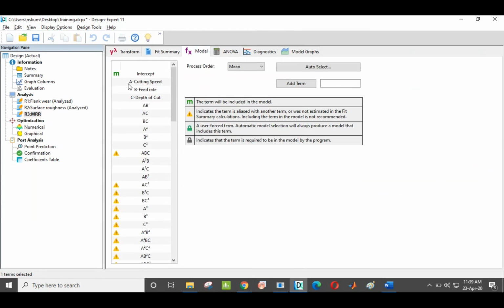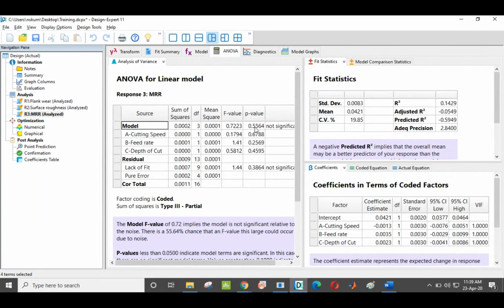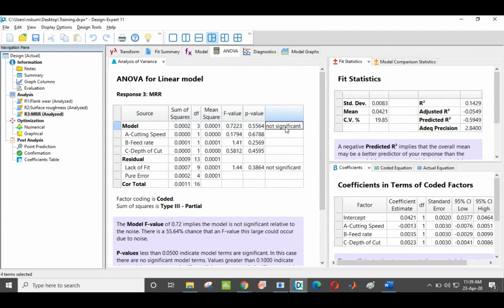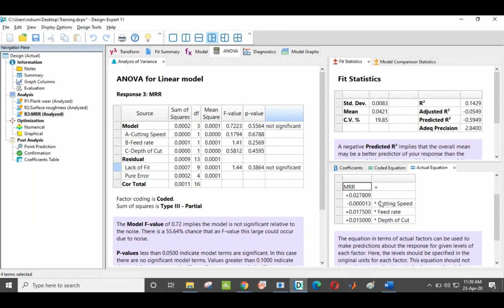So for the model, you can see the mean only intercept, but change it to linear ANOVA. So the model is non-significant. Here you can see the model is non-significant and the lack of fit is significant. Then go with the actual equation on the right side, lower window, actual equations. So you can see it here.